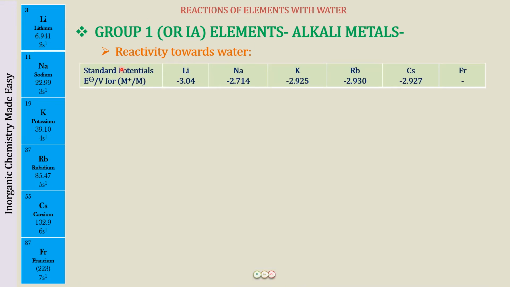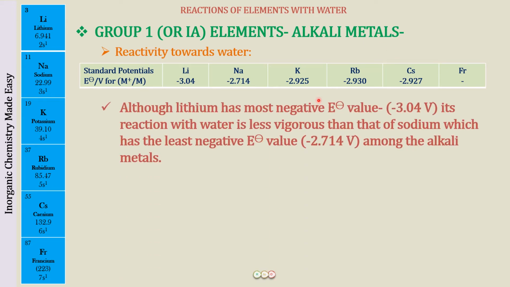Now I want you to look over here at the standard electrode potential values for lithium to cesium. What we find is that lithium has the most negative electrode potential value of minus 3.04 volt, whereas sodium has the least negative electrode potential value among all the alkali metals, it is minus 2.714 volt. From sodium to cesium, the negative values are increasing, and lithium is the highest.